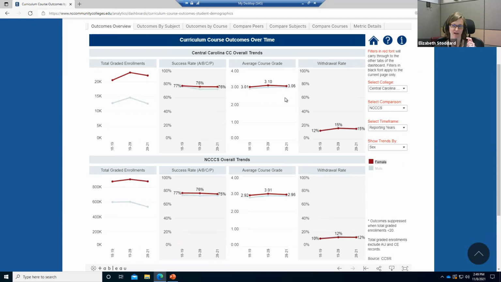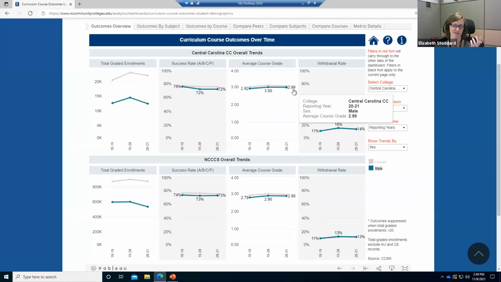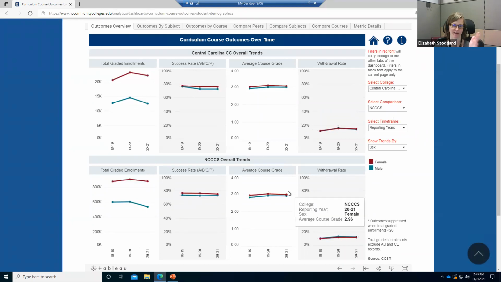But let's see, at Central Carolina, the average for females is 3.06. The average for males is 2.99. So overall, those are higher than the course grades for males and females at NCCCS, although the trends are the same, with females a little bit higher than males. The overall is higher at Central Carolina versus NCCCS.